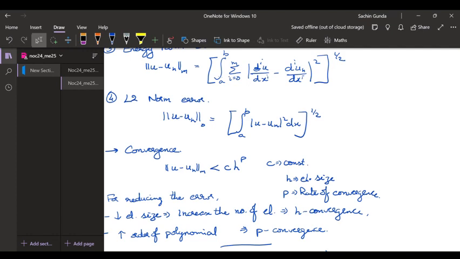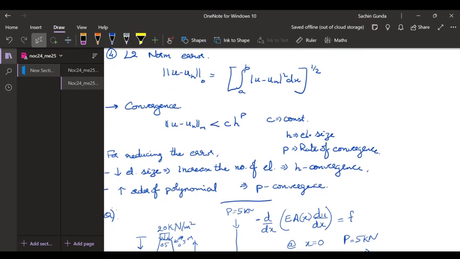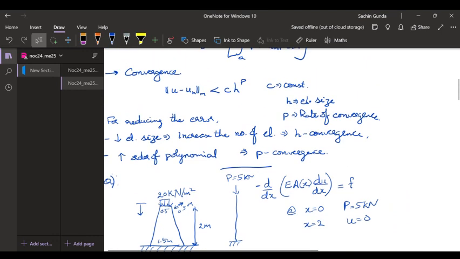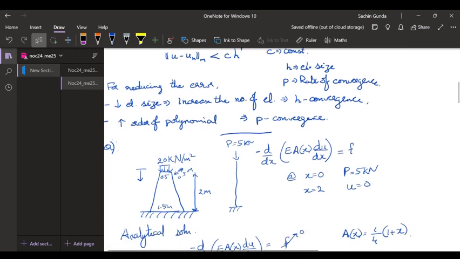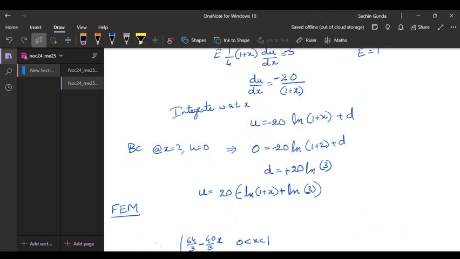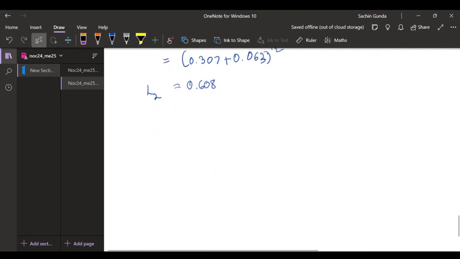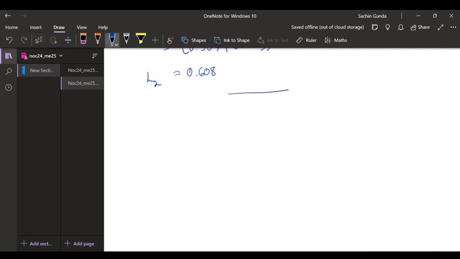So here let us see both the effects and see if the error is reduced or increased. First we will see the effect of element size. Whatever we solved till now is for 2 elements using FEM. If we use 3 or 4 elements, the error should decrease. But as we are doing it manually, just for the sake of saving time, let us do it for one element and see if the error has increased. We'll see for one element how much is the error, and for 2 elements how much is the error.